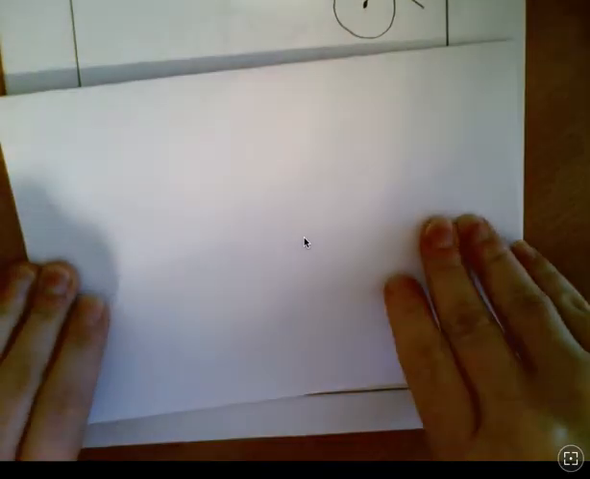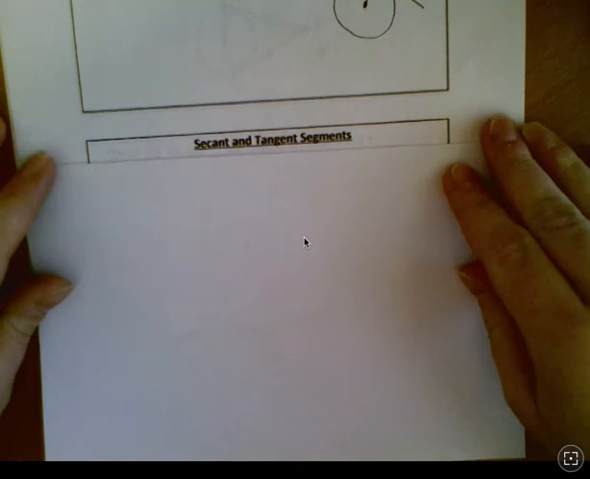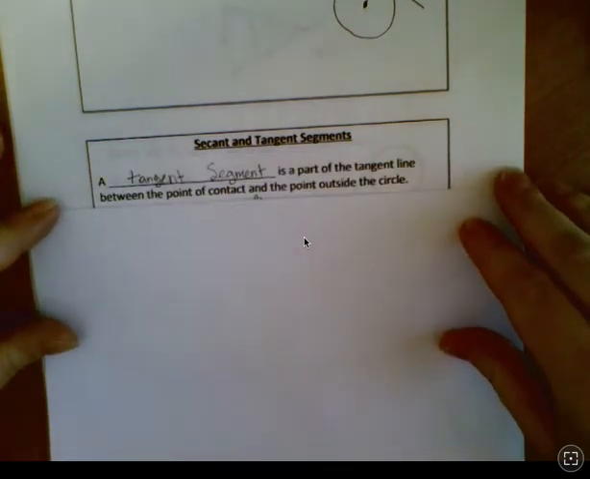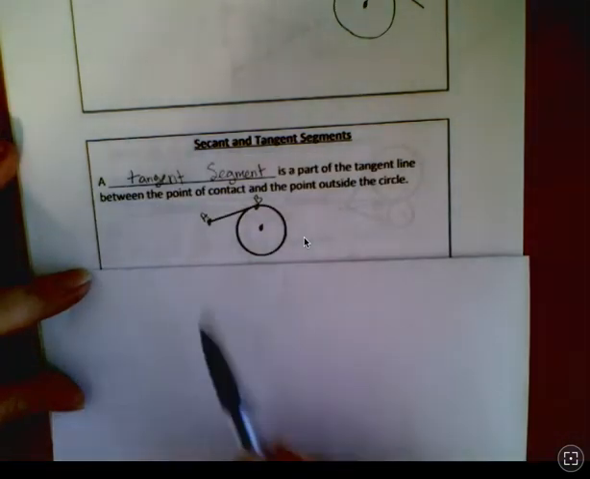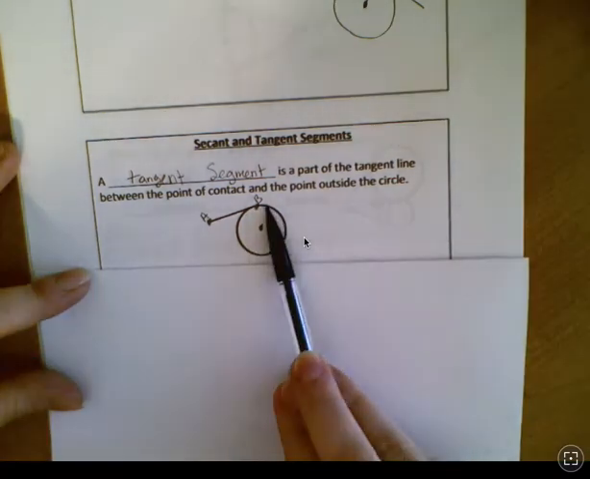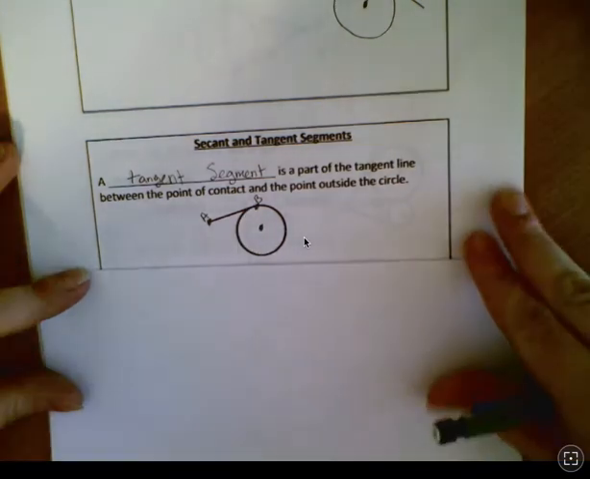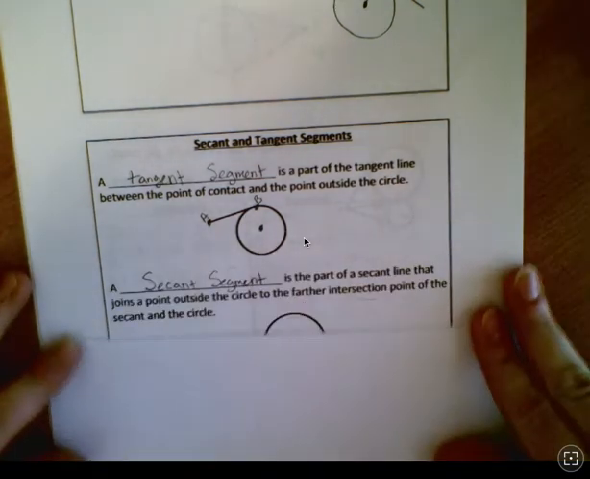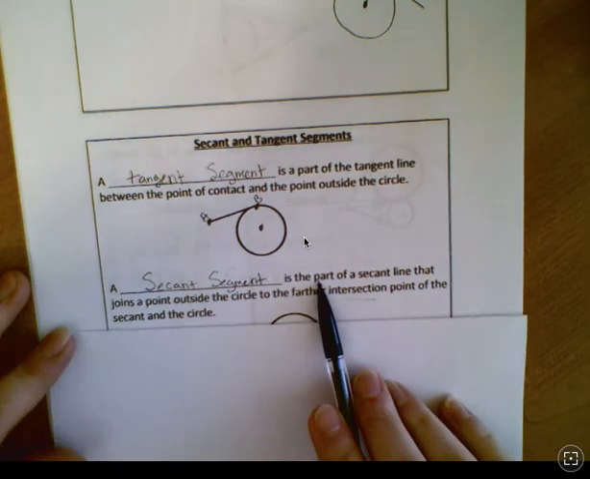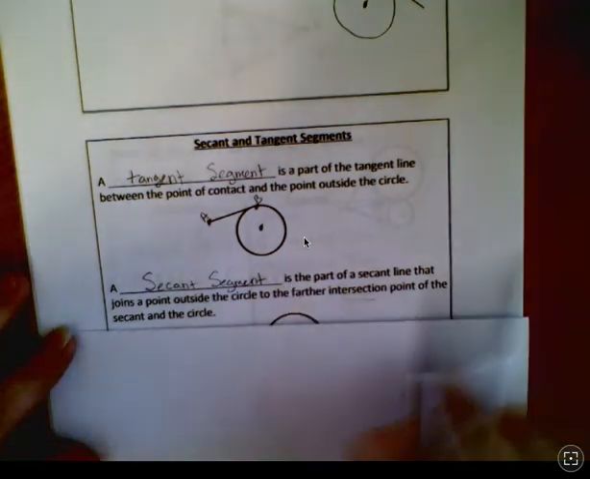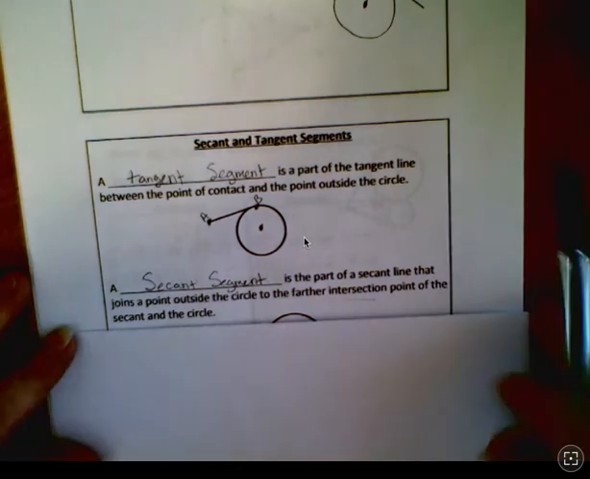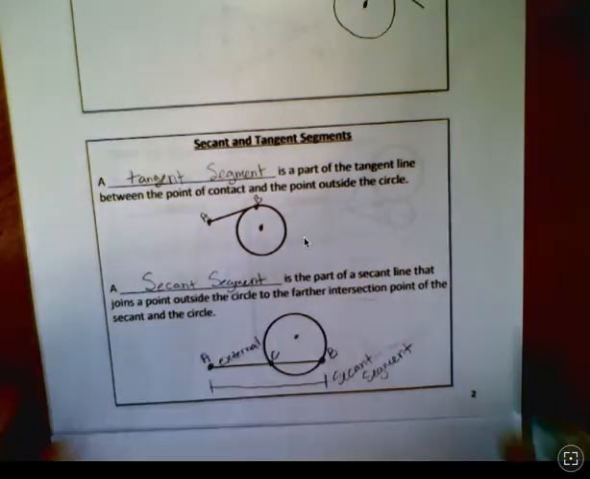next page. So next page has information about secant and tangent segments. A tangent segment is the part of the tangent line between the point of contact and a point outside the circle. So this would be a tangent segment. And then a secant segment is similar, but it is the point just outside the circle to the farther intersection point.